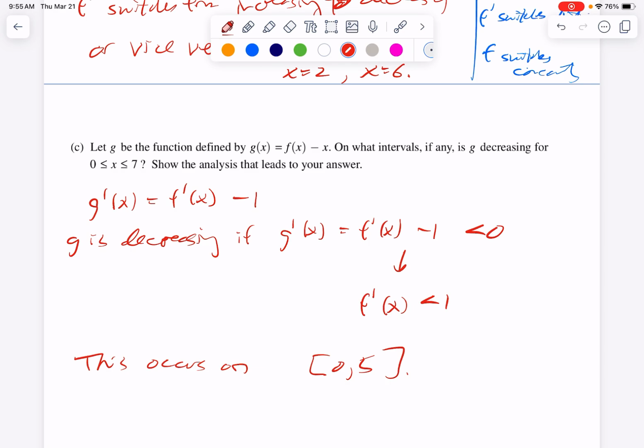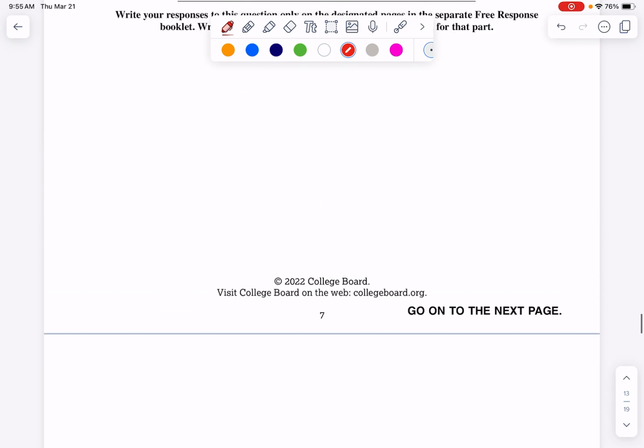I'm writing it with a closed interval, which is technically correct. If you made this an open interval, they do not take off for that kind of subtlety. Endpoints do not need to be included, but strictly speaking, it is decreasing on that entire interval. Okay, and finally, let's look at D.